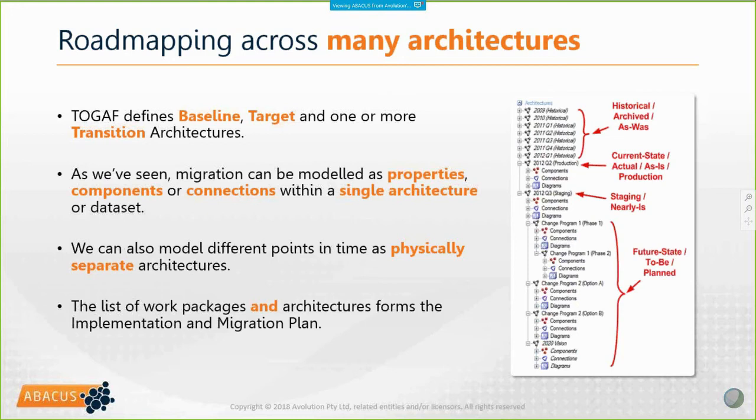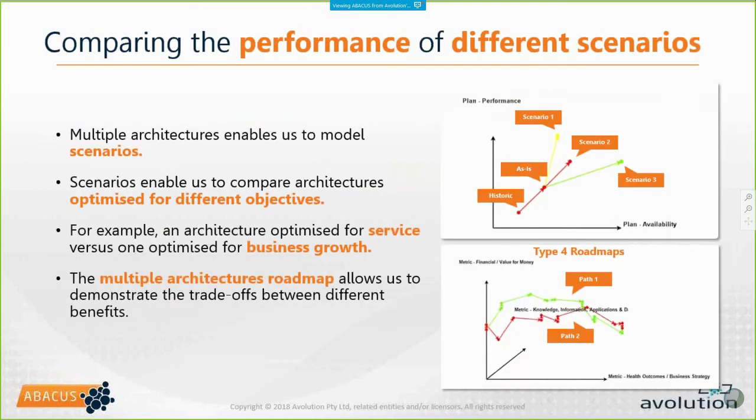You have many architectures. You can see from the graphic on the right, we have historical architectures, which represent where we were. We have current architectures, which represent where we are now. We have staging architectures, which represent where we're going to nearly, so the stuff that we're just about to implement. And we have the more future, more project-based architectures, which say basically what's in build at the moment. So in this case, those architectures, as well as the work packages, become the foundation for your implementation and migration plan.